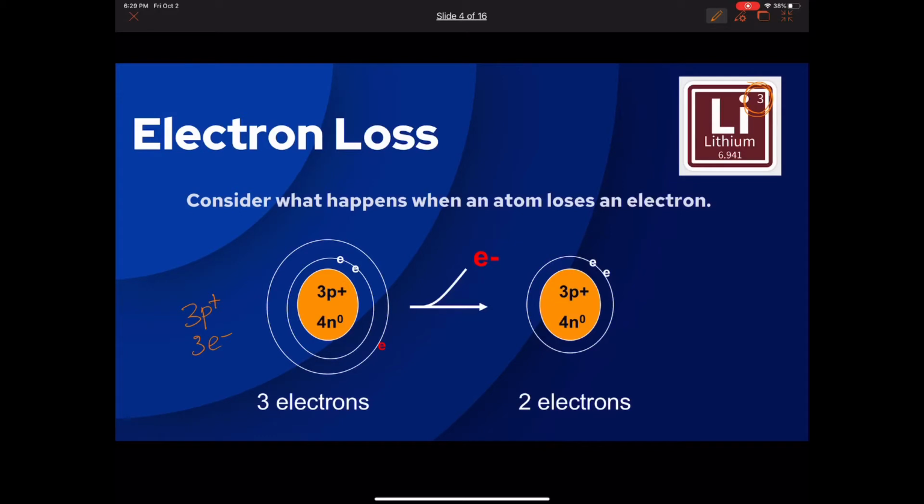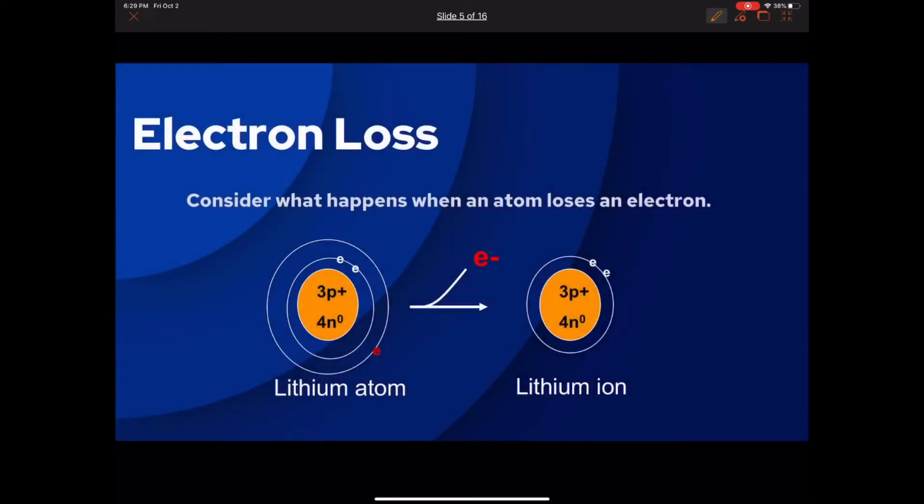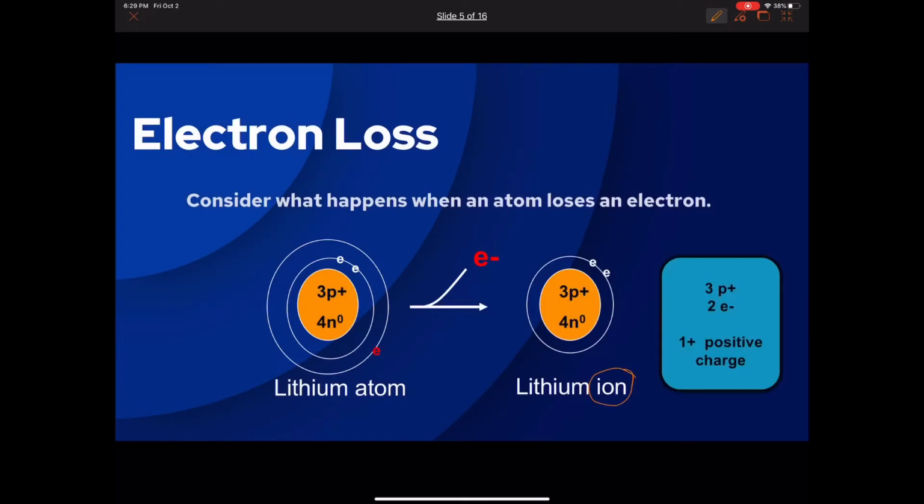In this picture, one of the electrons is lost. Once that electron is lost, this creates an imbalance of charge. So we still have 3 protons, but now we have 2 electrons. This imbalance of charge results in a non-neutral state. So instead of having an atom, we now have a lithium ion. So the positive 3 from the protons and the negative 2 from the electrons results in a positive 1 charge.